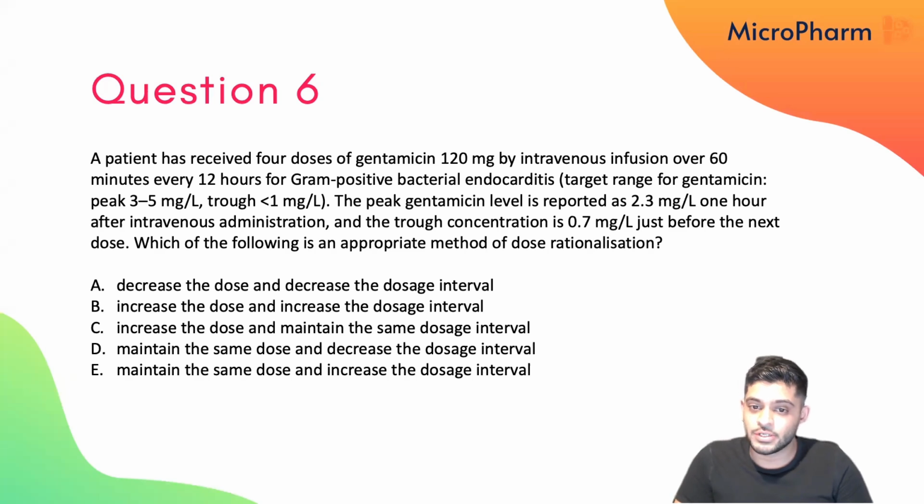A patient received 4 doses of gentamicin, 120 milligrams by IV infusion over 60 minutes every 12 hours for bacterial endocarditis. They provide you the peak, target range, and the trough. And the peak for this particular patient is reported as 2.3 milligrams per liter 1 hour after the administration, and the trough is 0.7 milligrams per liter just before the next dose. Which of the following is an appropriate method of dose rationalization?